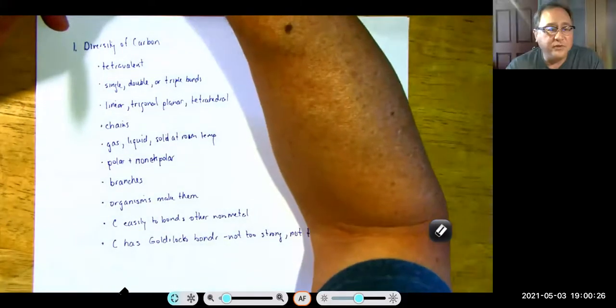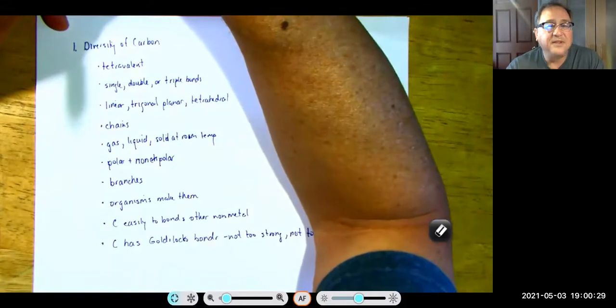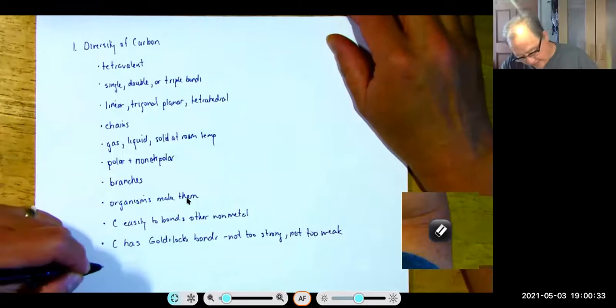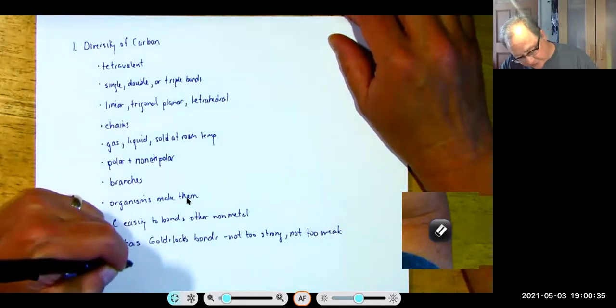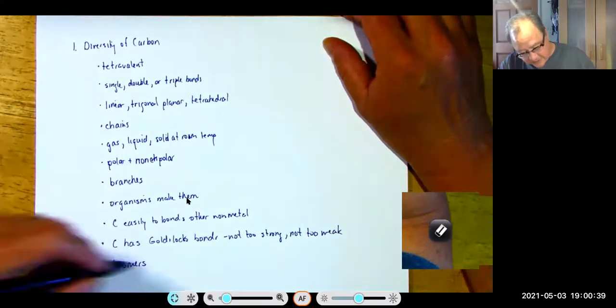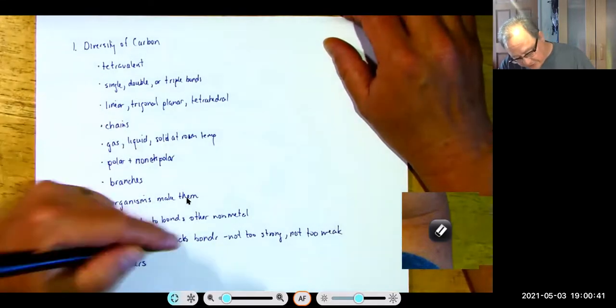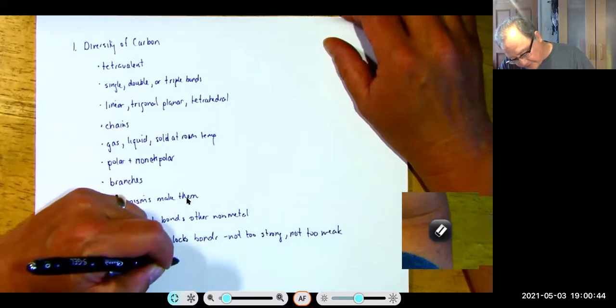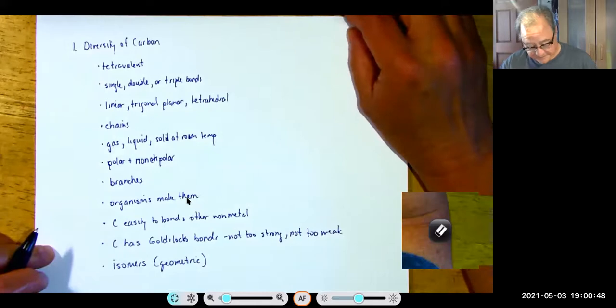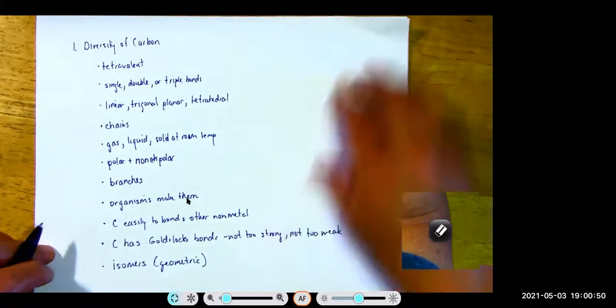Could one other reason for that be the isomers? Oh, that's an excellent one. But isomers is kind of tied into chains and branches, but still it's a good one because you have geometric isomers, right? Cis trans and that kind of stuff. So yeah, there's plenty of reasons to go around.